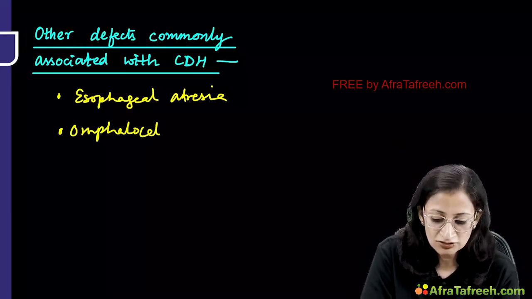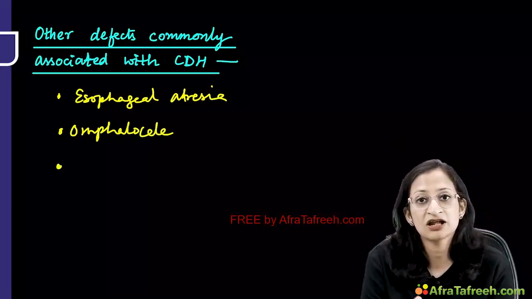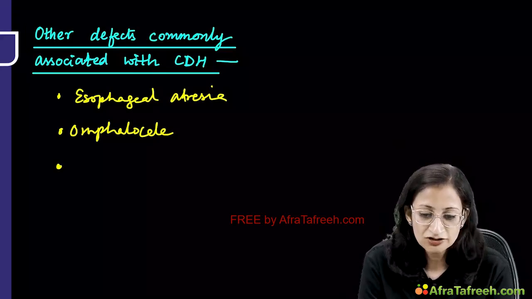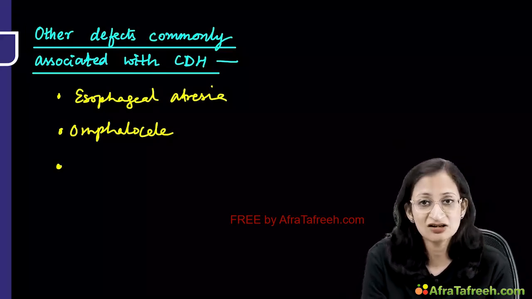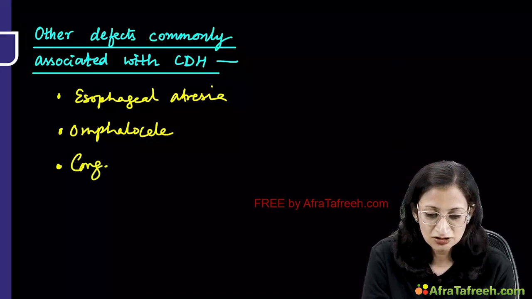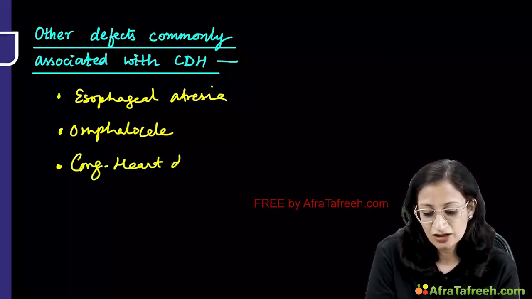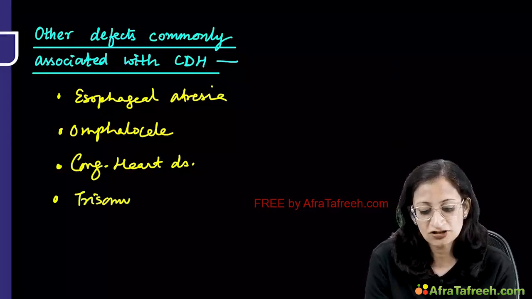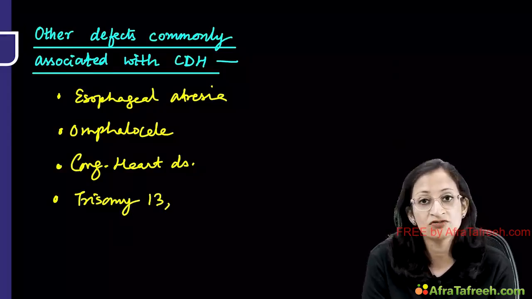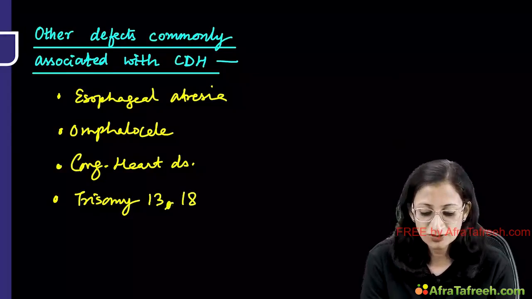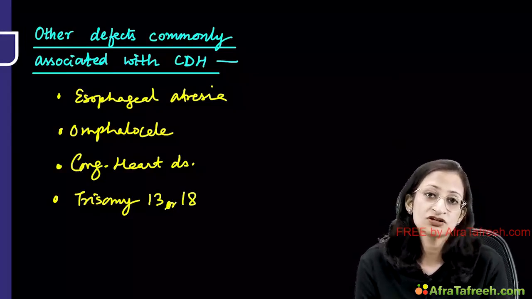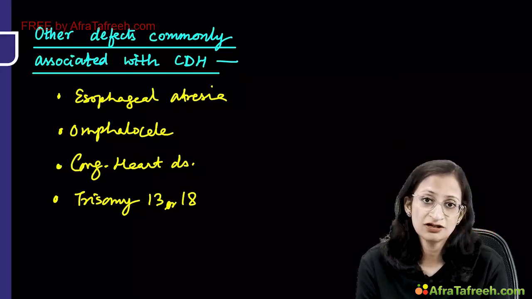So omphalocele, but this is covered by a membrane, unlike gastroschisis where it is open, not covered by a membrane. Okay, so esophageal atresia, omphalocele, and congenital heart diseases can be present, and CDH is also associated with trisomy 13 or 18, that is Patau or Edwards syndrome. Okay, trisomy 13 or 18. So these are other defects which may be commonly associated with congenital diaphragmatic hernia, right?